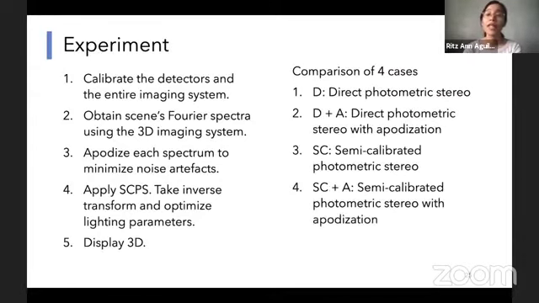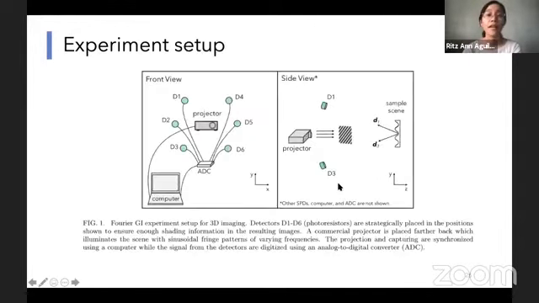Here we compared four techniques. The direct photometric stereo is an uncalibrated system. It just assumes that the light magnitude collected by each detector is the same. For the one with the plus A, it employs the apodization technique, which is a multiplication of the Gaussian filter for noise reduction. All in all, there are four cases.